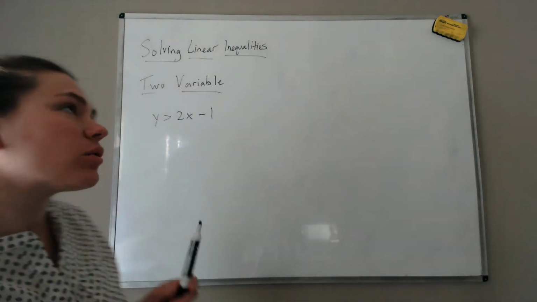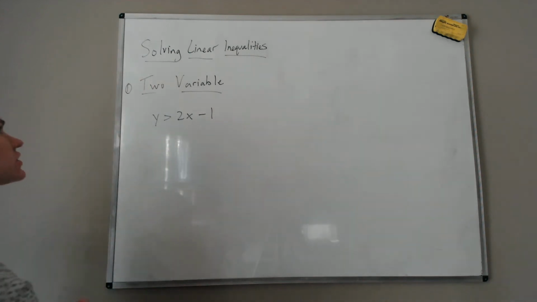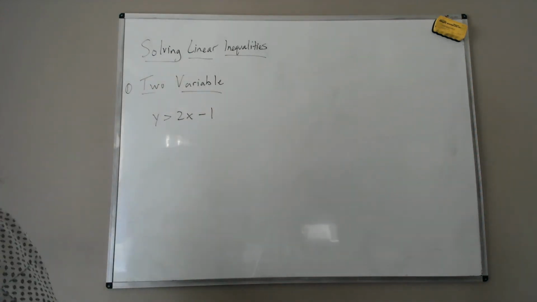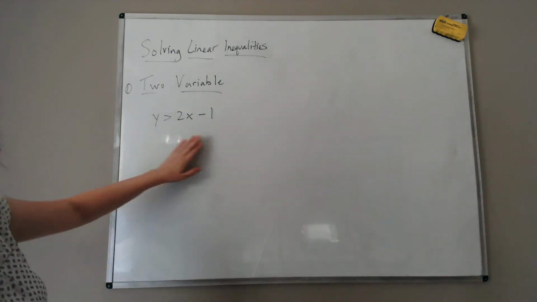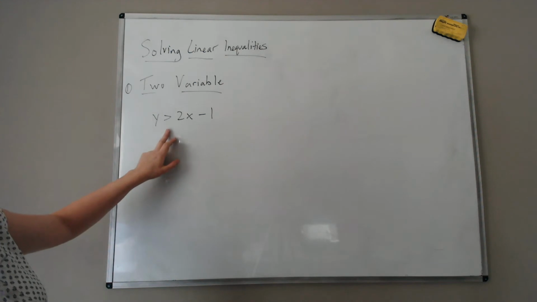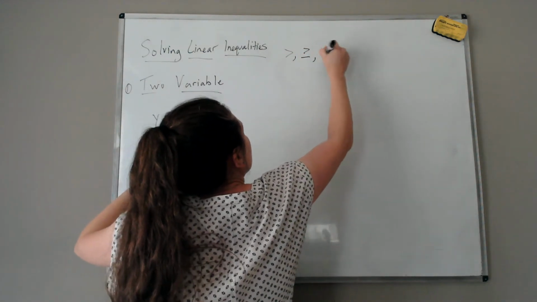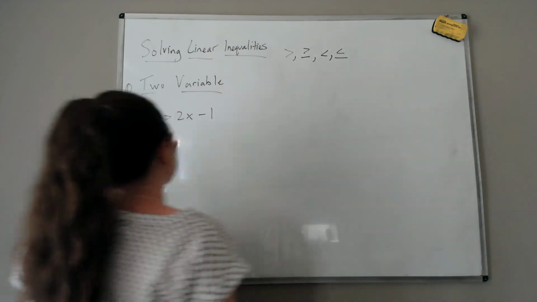In this video, we're going to go over solving linear inequalities, and there's two types of linear inequalities we can solve. When you have a two-variable linear inequality, it's when x and y are both in the inequality. So this is no longer an equation because we don't have an equal sign. This time we have an inequality symbol. Your inequality symbols are greater than or equal to, less than or equal to.